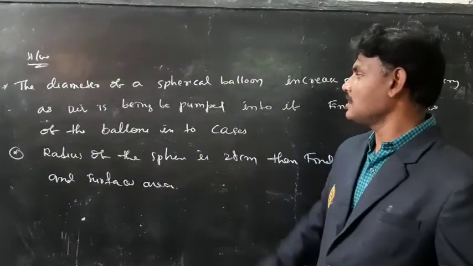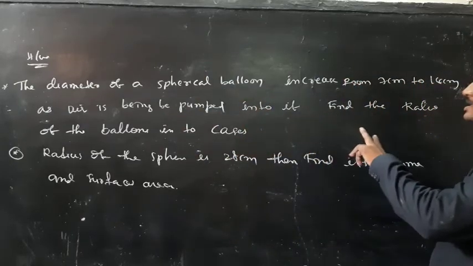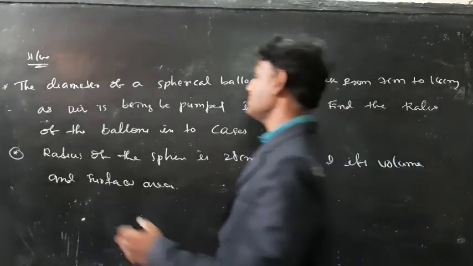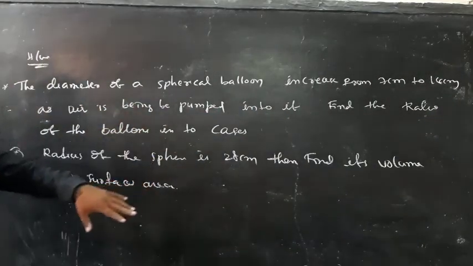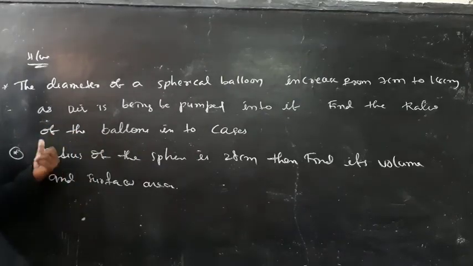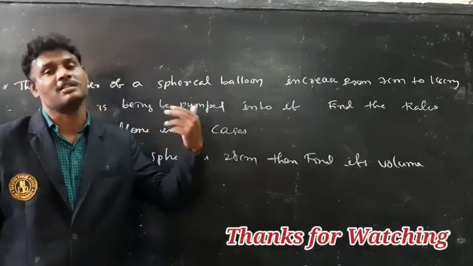So 9th class students, here is today's homework. The diameter of a spherical balloon increases from 7 centimeters to 40 centimeters as air is being pumped into it. Find the ratio of the surface areas in the two cases. Radius of the sphere is 28 centimeters. Then find its volume and surface area.